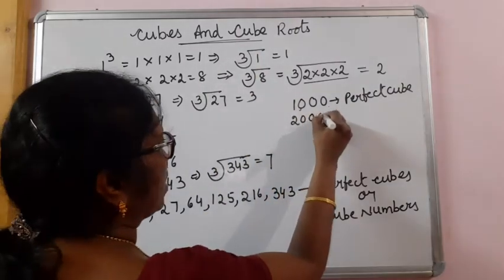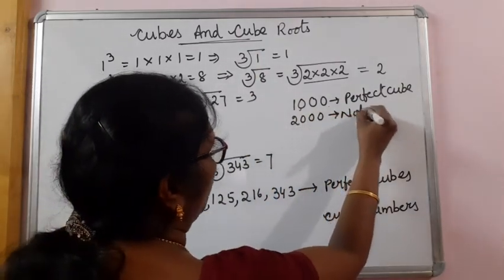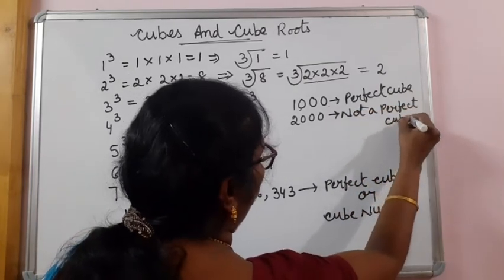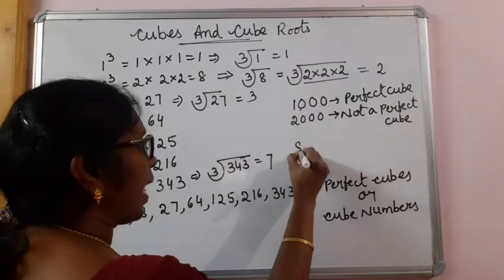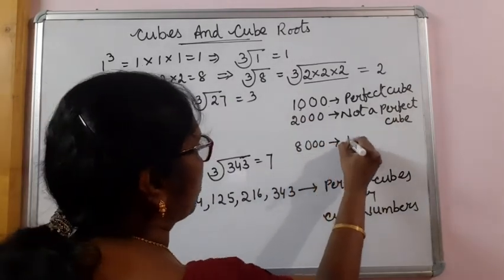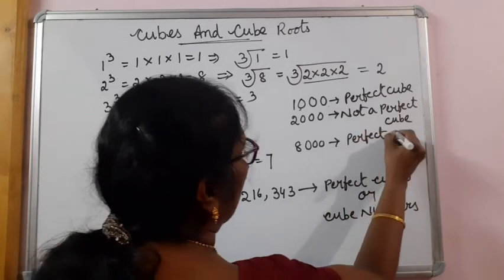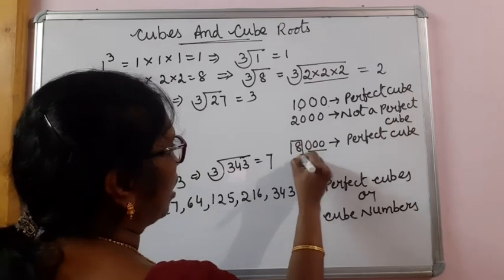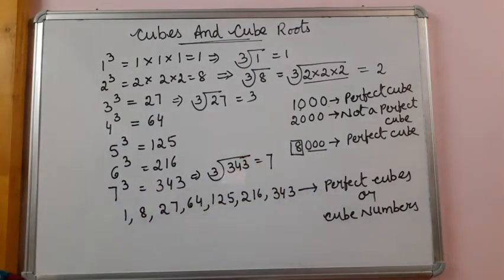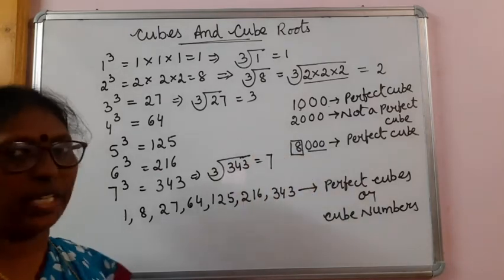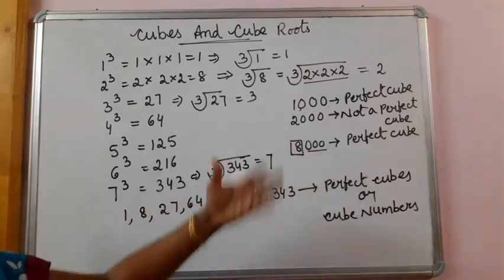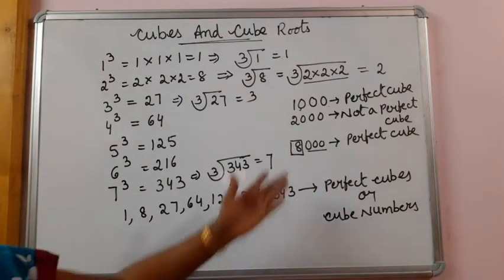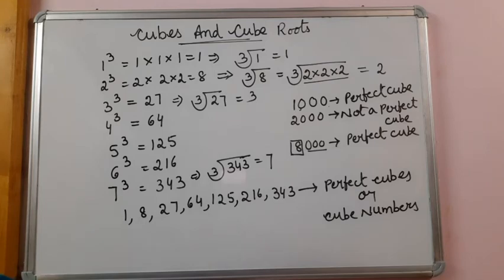Suppose it is 2000. It is not a perfect cube, because 2 is not a perfect cube number. Let me give you 8000. It is a perfect cube because 3 zeros are there and 8 is the cube of 2. That's why it is a perfect cube. That way, as soon as you see a number, you will be able to know whether it is a perfect cube or not.